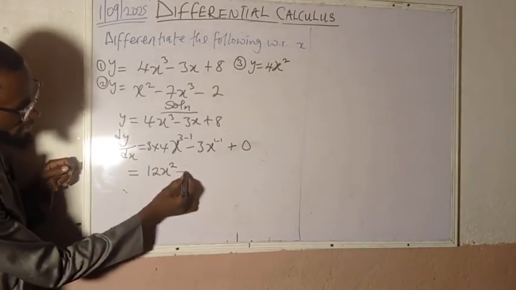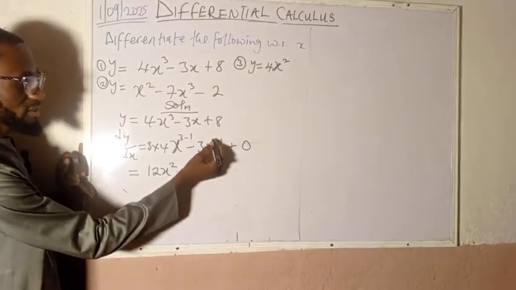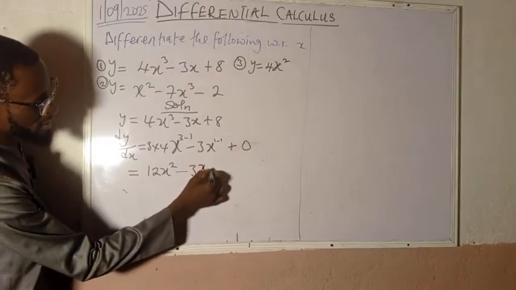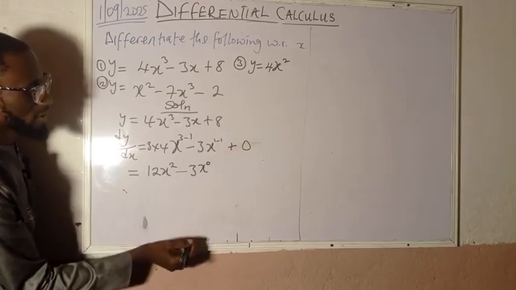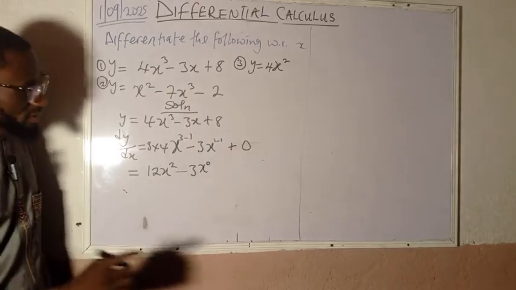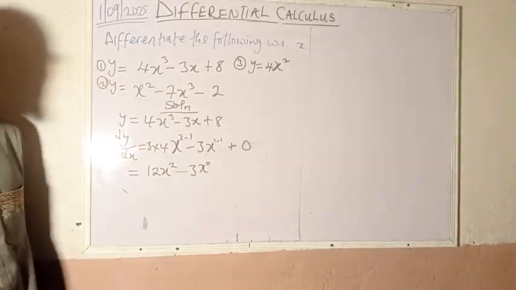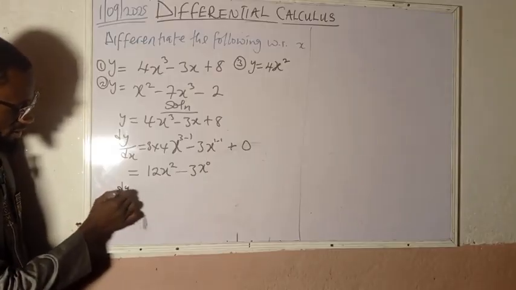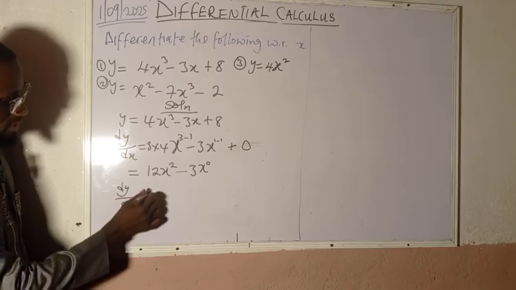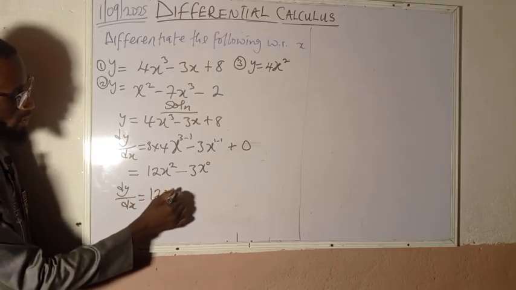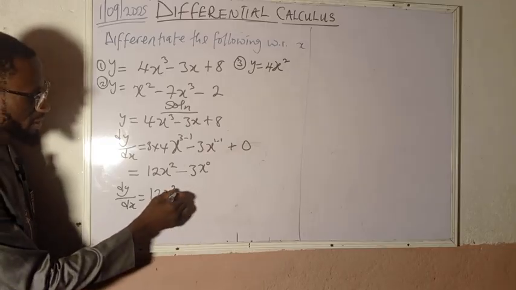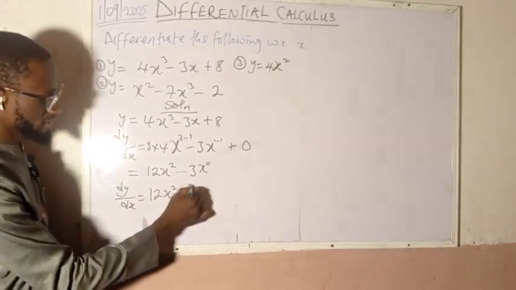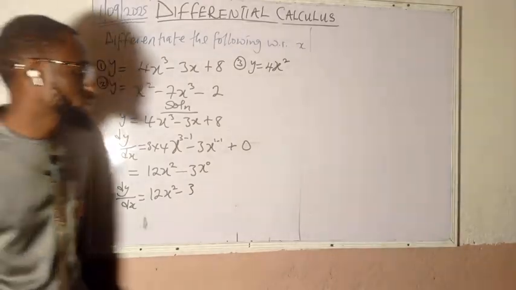Also here we have minus 3x raised to the power 0, because 1 minus 1 is 0, plus 0 for the constant term. Therefore, dy over dx is equal to 12x squared minus 3 times x raised to the power 0, which is 3. That is the answer for this.